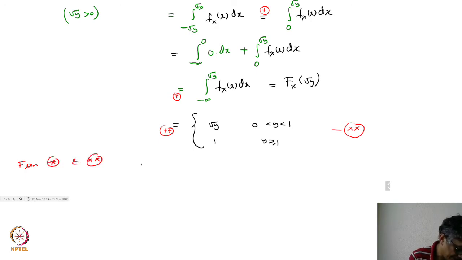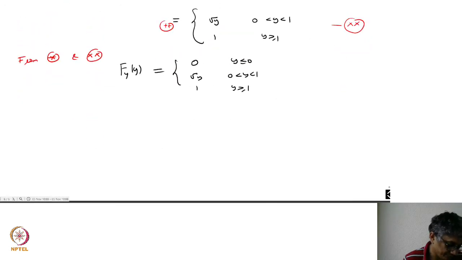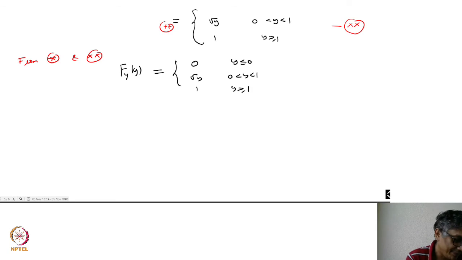So therefore, from star and double star, we get that F sub Y of y is equal to 0 when y is less than or equal to 0, root y when 0 is less than y less than 1, and 1 when y is bigger than or equal to 1. Now the last step to finish the calculation, step 3, is you compute the density function.